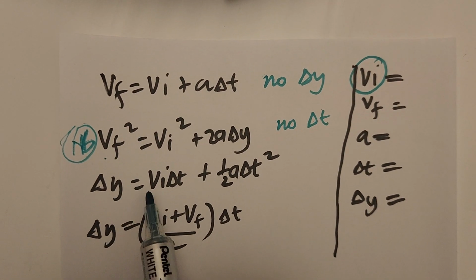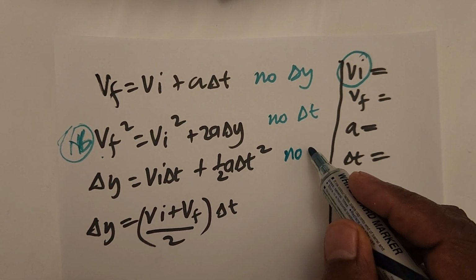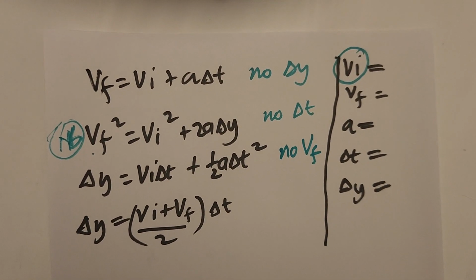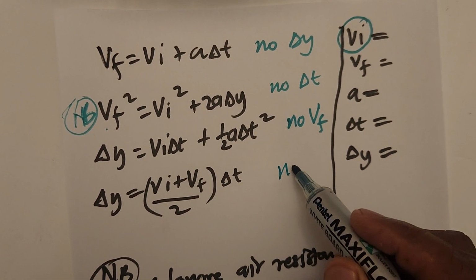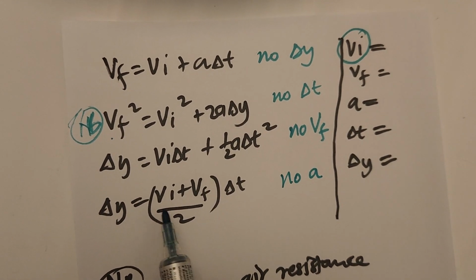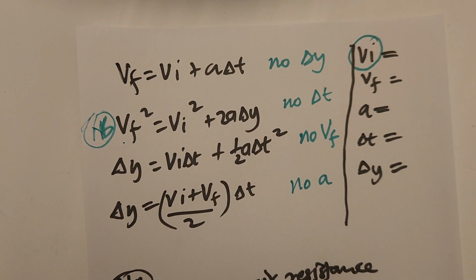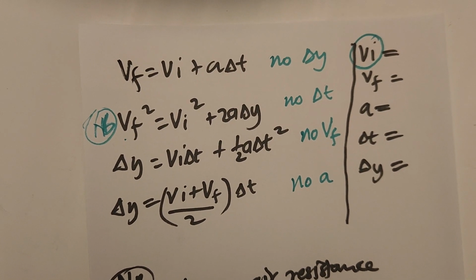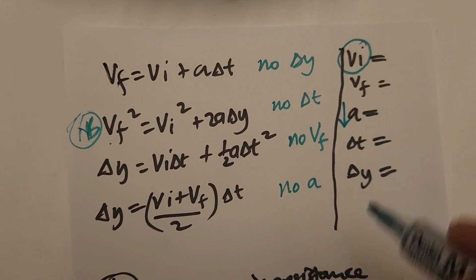The next one is this one of delta y, which is missing VF. You can see that every variable is there except VF. The last one, there is no A. So mainly when A is 0, you can use the last one, or you can even use the second last one. So that one will be the case. Hopefully now you get the gist of this. Remember, we say A is always downwards.